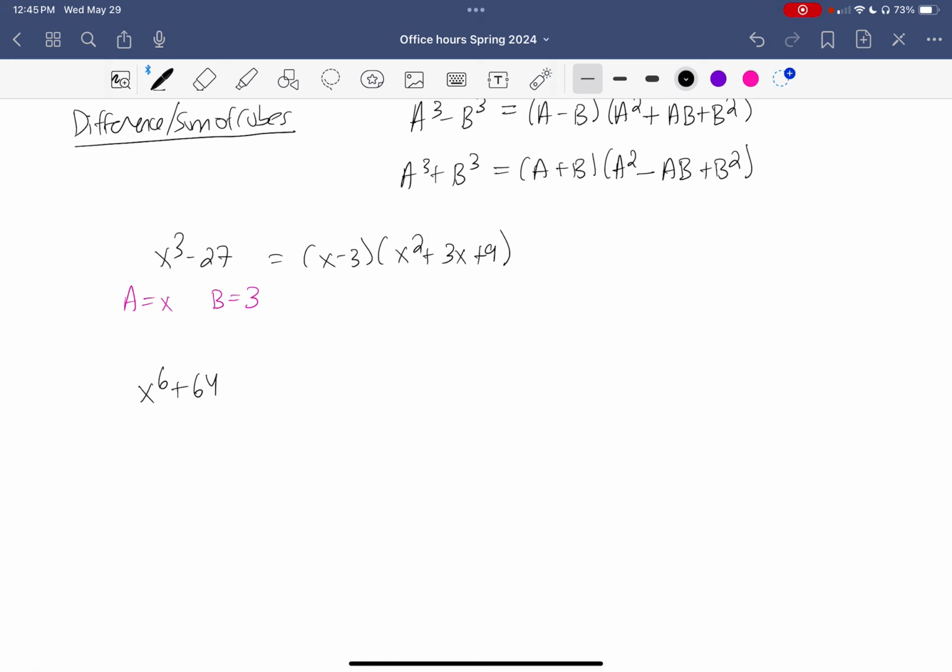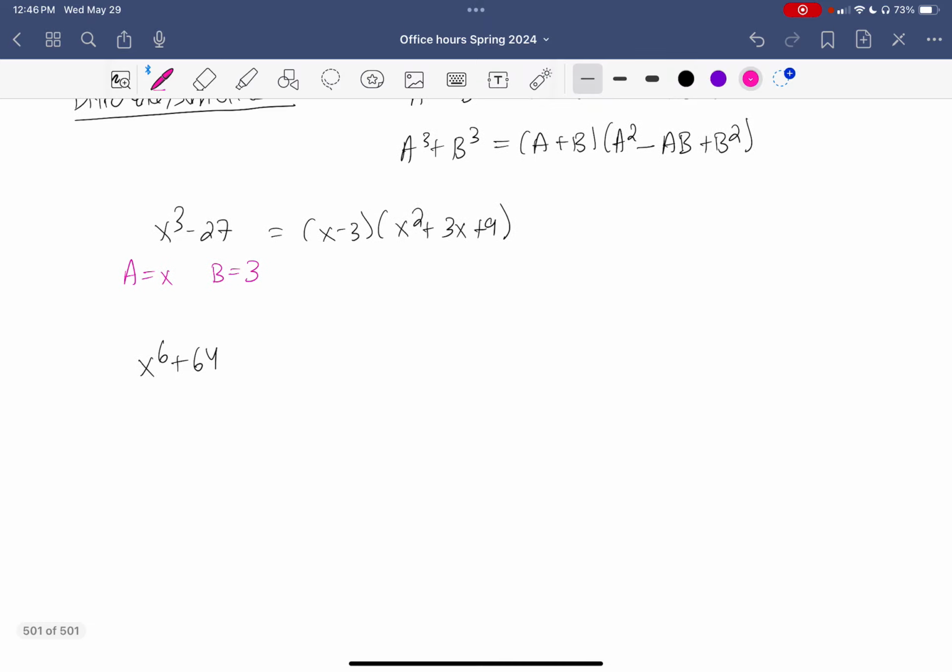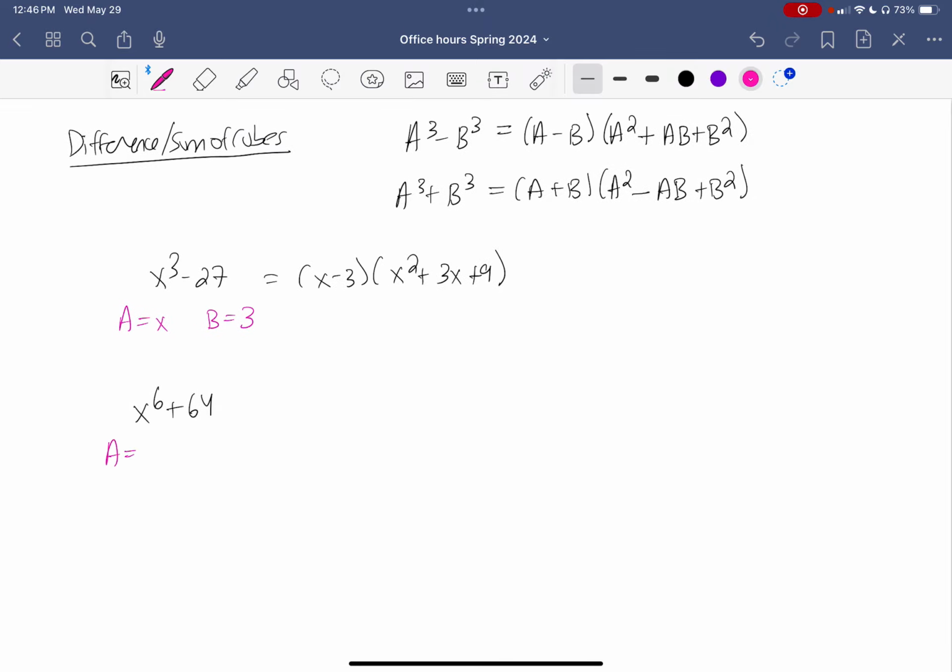Okay, a little bit more complicated one. So you're like, that's not a cube. That's okay, it doesn't have to be. It is a plus, so I'm going to be in the middle case. The cube root of x to the 6th is x squared. The cube root of 64 is 4. So this becomes x squared plus 4, x to the 4th minus 4x squared plus 16. I already know the second one won't factor. The first one won't factor because it's a plus as opposed to a minus inside it. And as we know, those don't factor.